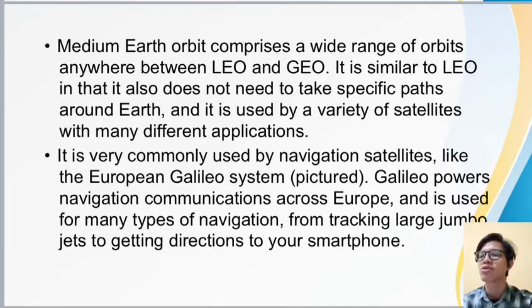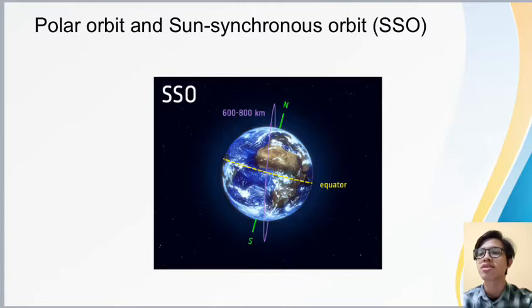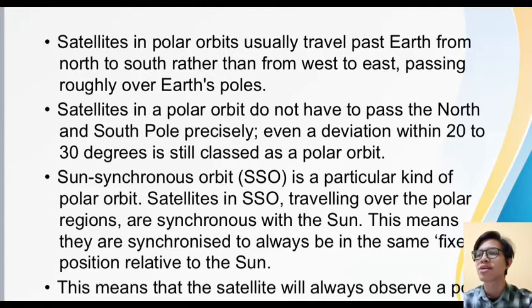Next, polar orbit and sun synchronous orbit (SSO). Satellites in polar orbit usually travel past Earth from north to south rather than from west to east, passing roughly over the Earth's poles. Satellites in polar orbit do not have to pass the north and south poles precisely; even a deviation within 20 to 30 degrees is still classed as a polar orbit.